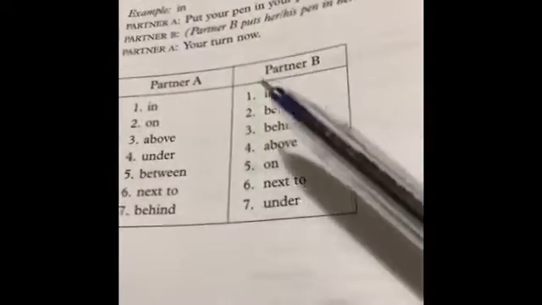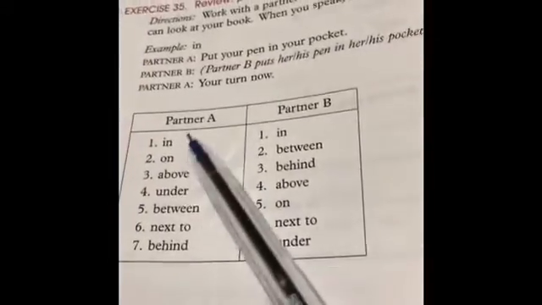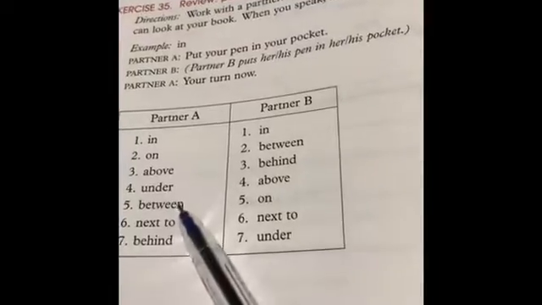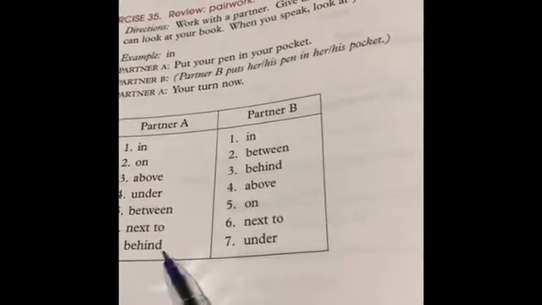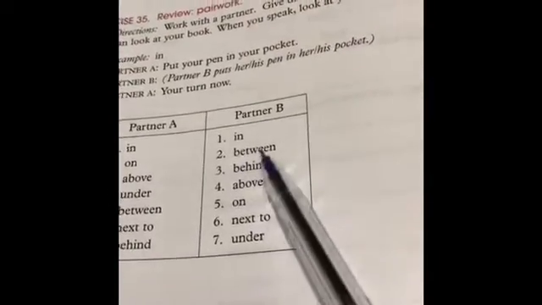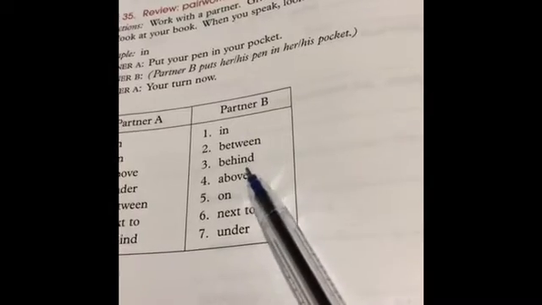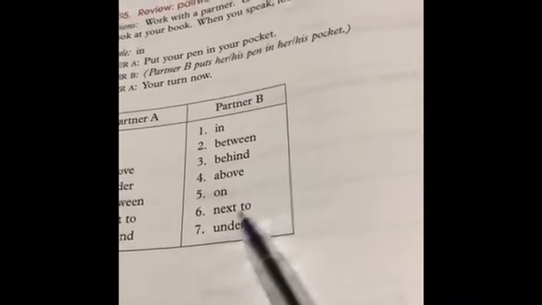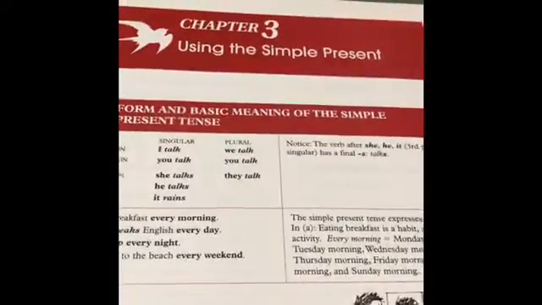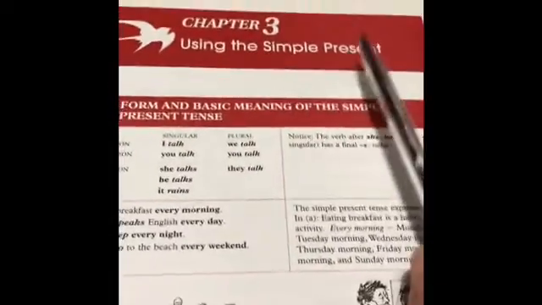Those pictures, here we have prepositions. يعني أحرف الجر. في عندي in, on, above, under, between, next to, behind. In, between, behind, above, on, next to, under. They are the same. هذا الدرس كتير مهم اللي هو using the simple present.